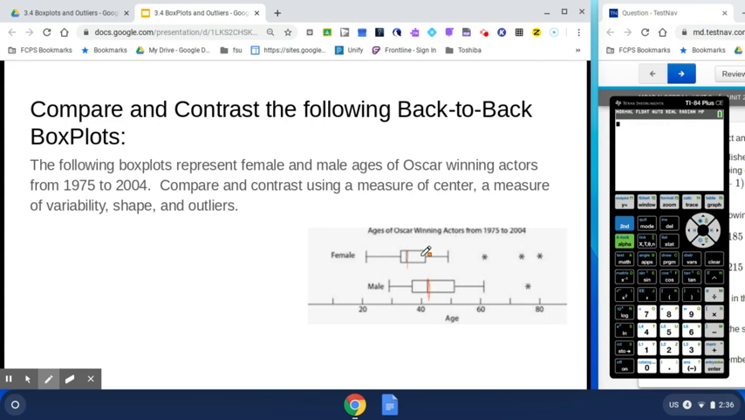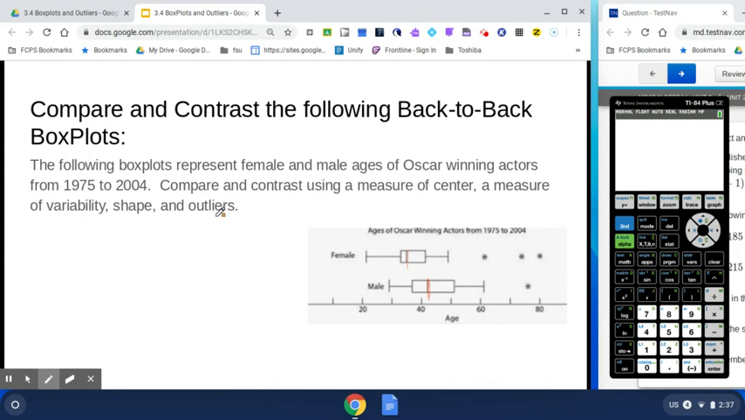Shape, if we take a look, it looks like females are approximately symmetric, and males, it looks like, is more right skewed. Again, I'm kind of looking at the distance between the median and the min and the median and the max. This one looks approximately the same distance from each side, whereas the males, the right side is longer.